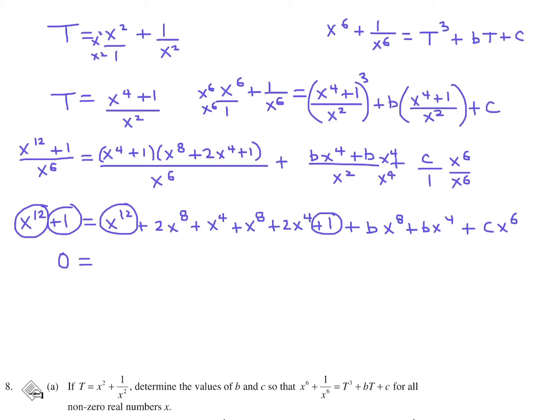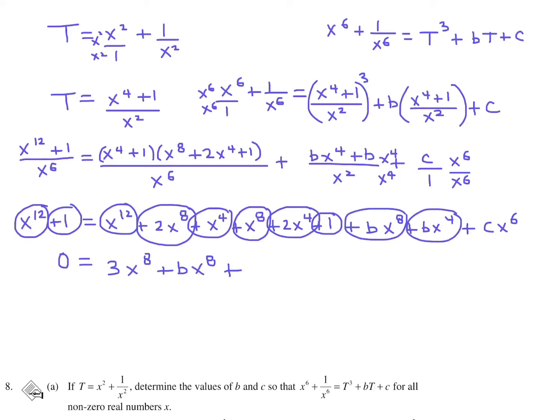And I think at this point we have to group like terms. I've got 2x to the 8th and 1x to the 8th, so that becomes 3x to the 8th. And then what else do I have? Oh, I've got a bx to the 8th as well. And then x to the 4th, I've got a 1 and 2 and a b, so I've got 3x to the 4th plus bx to the 4th. And then finally this lone cx to the 6th.